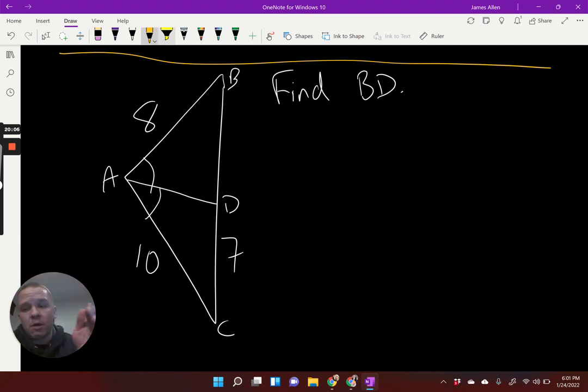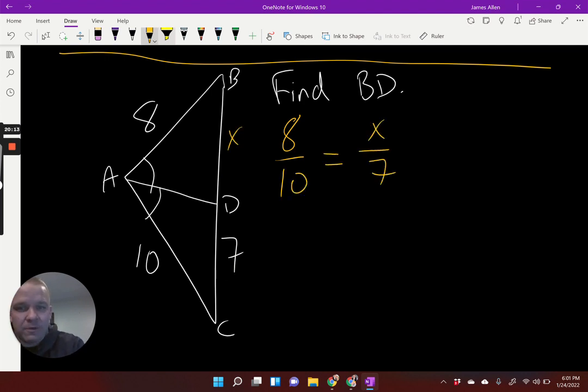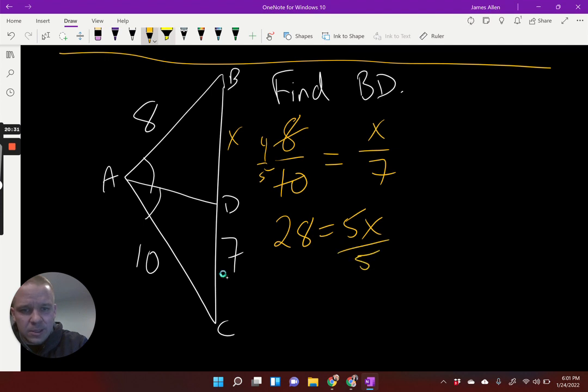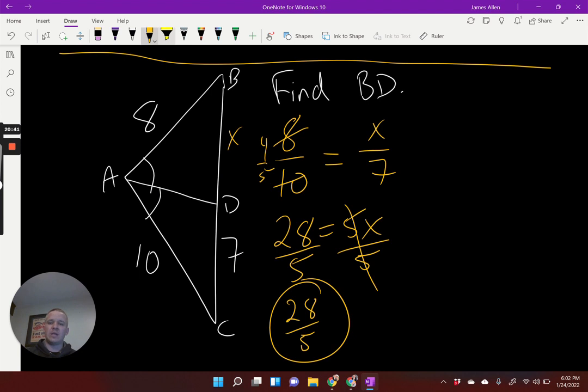All right, so I can set it up as 8 over 10 equals, and I'll call BD x, x over 7, or I can do 8 over x equals 10 over 7. I don't know if my hands are backwards with that. I don't even know if it's laggy or not. I'm sorry if it is. All right, I'm going to reduce this to 4 over 5, and now I'll cross multiply. So I get 4 times 7 is 28 equals 5x. Divide by 5, and that's just going to be 28 over 5. There's BD.